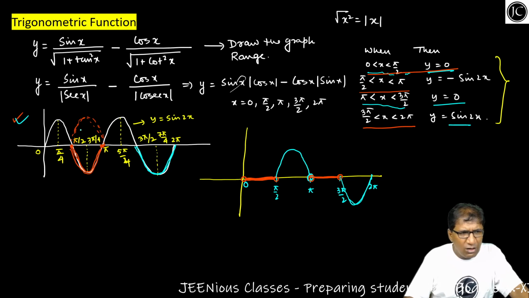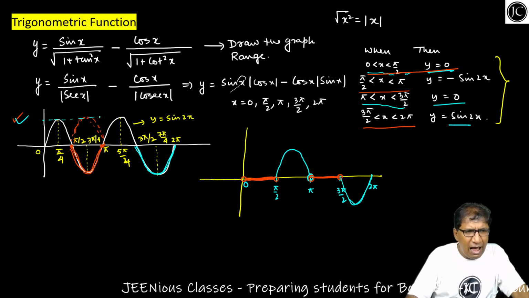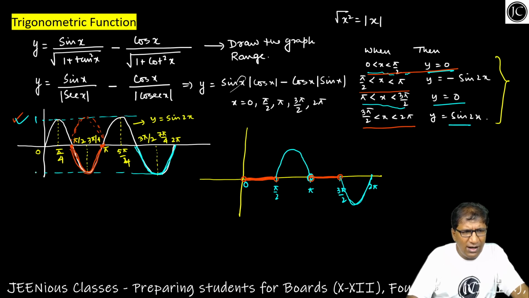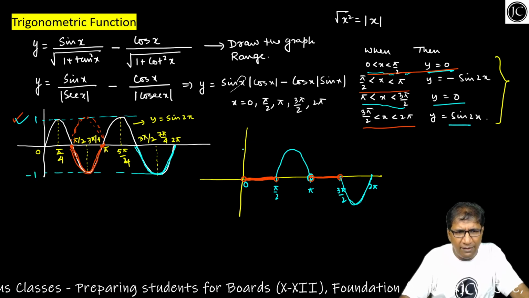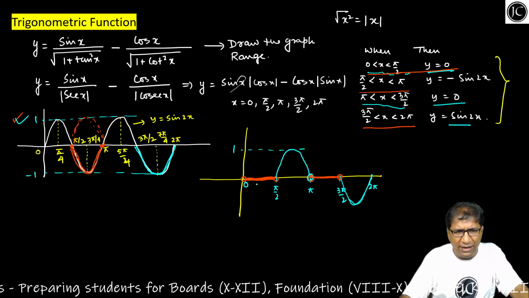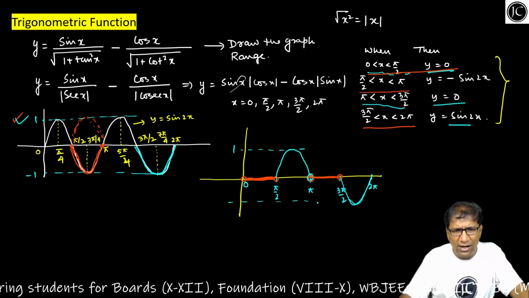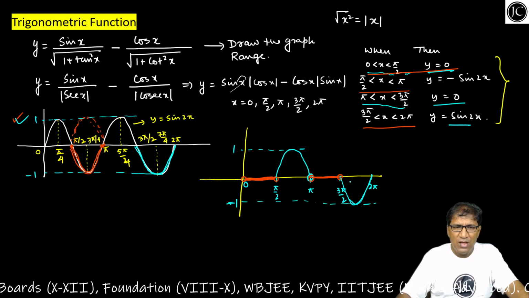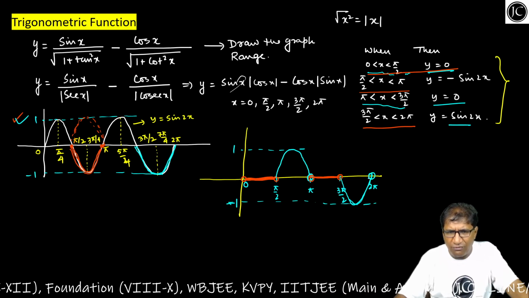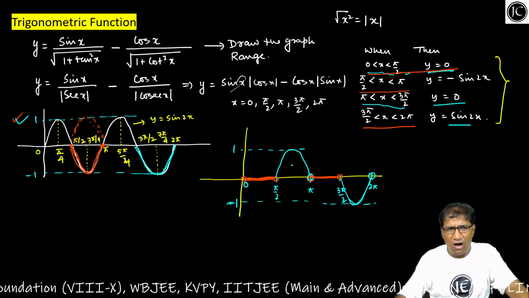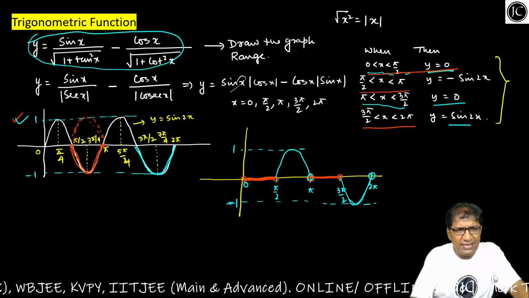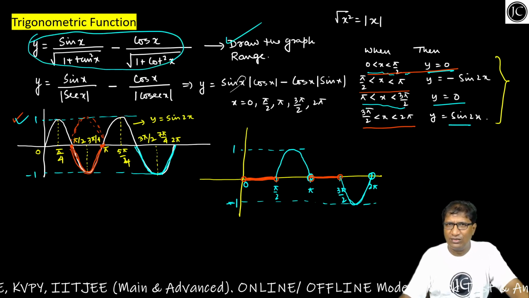Yes or no? You see, the upper limit is 1. The lower limit here is minus 1. Similarly, the upper limit will be 1. And the lower limit for this graph is minus 1. Isn't it so? Okay. So, this is the graph of this function. Right? So, our first portion is over.